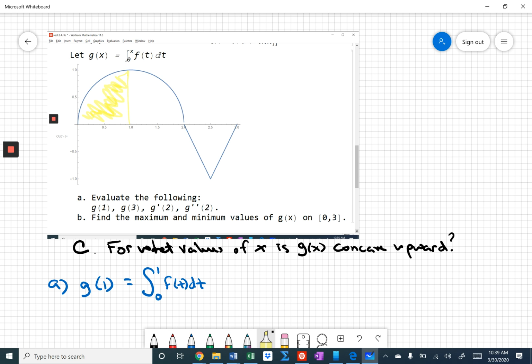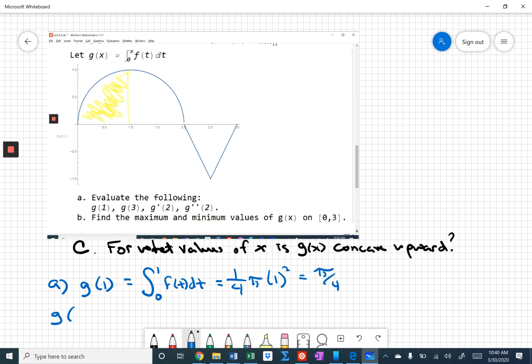And so this is just the area of a quarter circle, and the radius of the quarter circle is 1, so it's 1/4 pi times radius squared, or just going to end up being pi over 4.